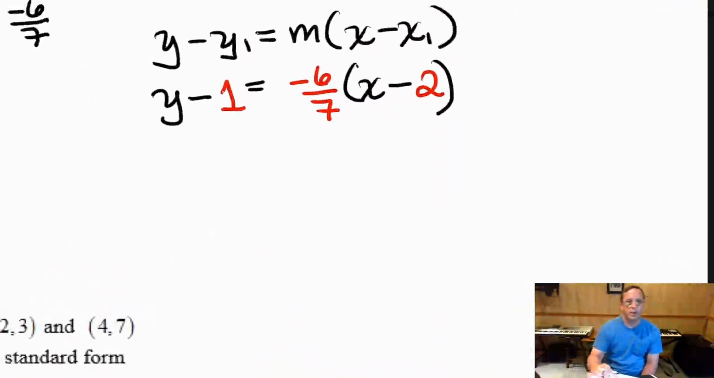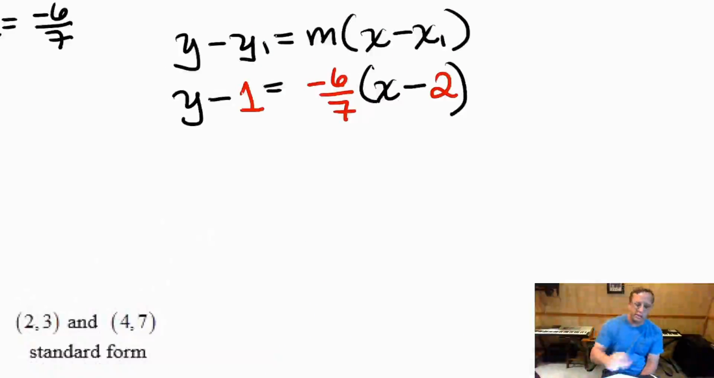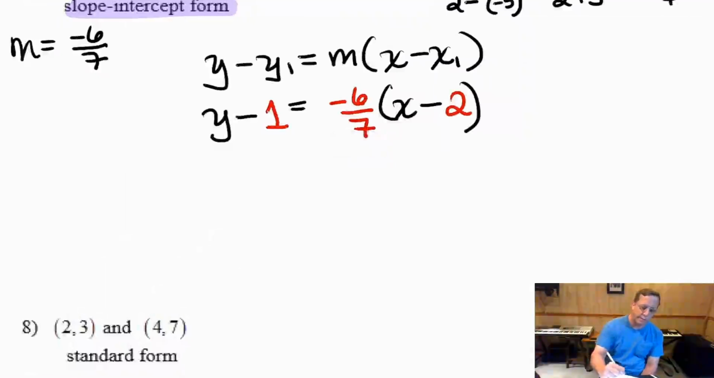And what I want to do next is clear the fraction. I clear that fraction by multiplying everything by 7. Everything gets multiplied by 7 except for what's in parentheses.